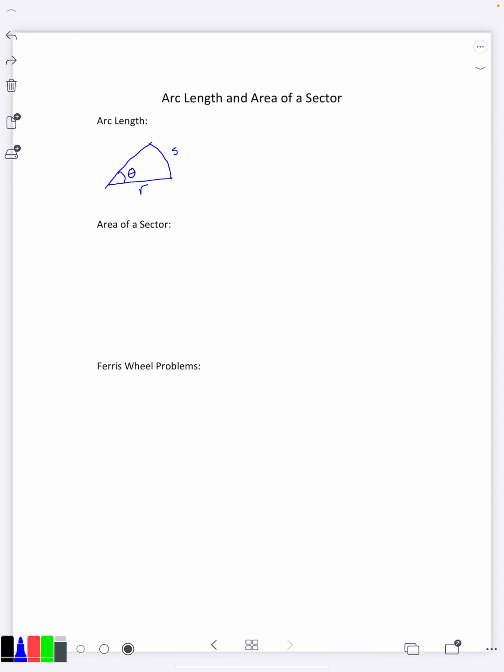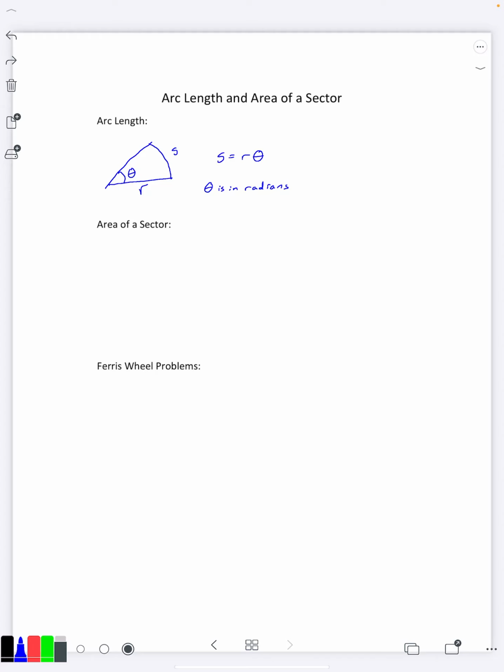And what we saw was that S is equal to r times theta, as long as theta is in radians. So you can just multiply the angle that you moved along times the radius, and that will tell you the distance that you moved along.